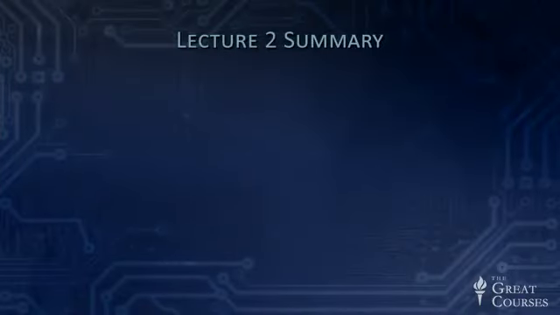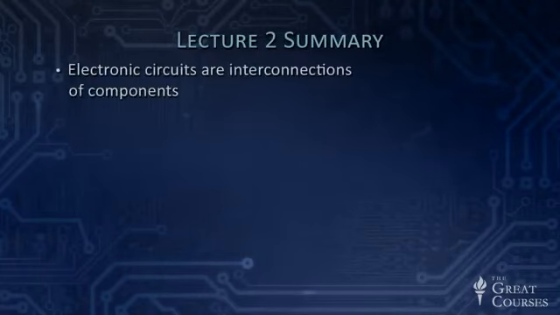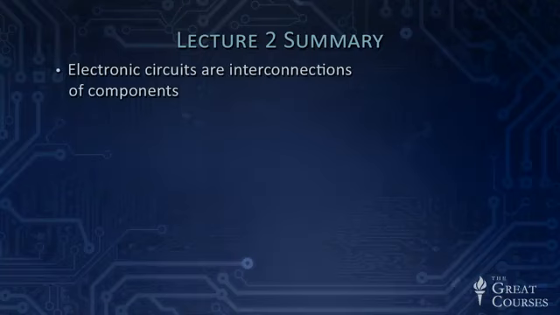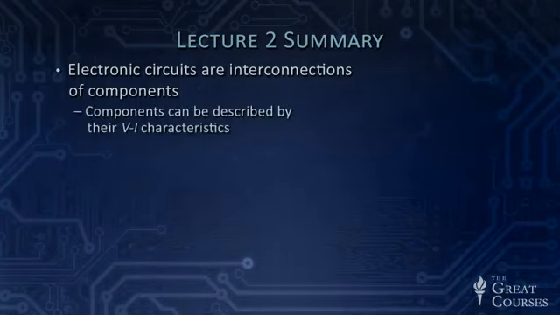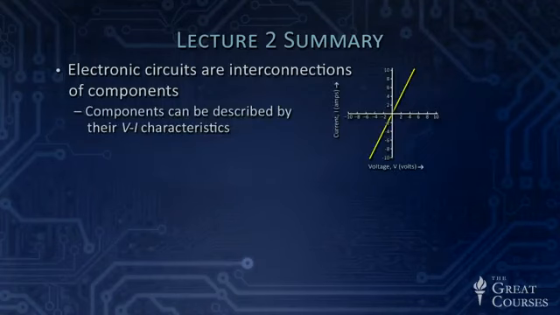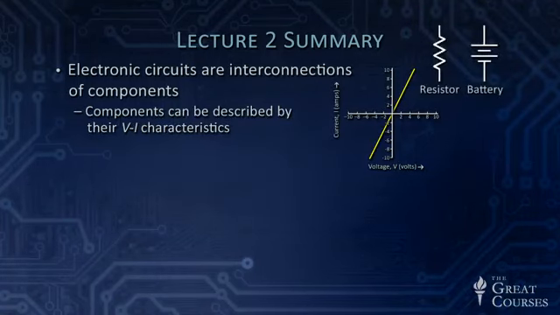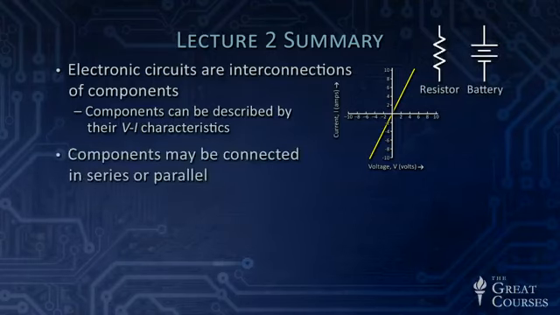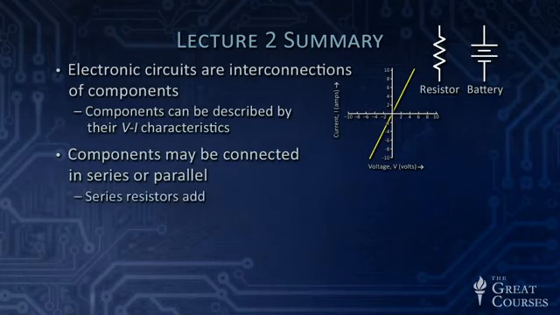Okay, let's wrap up what we've seen in this lecture. So we looked at electronic circuits as interconnections of electronic components. We can describe these components by graphs like we show here with the VI characteristics. We schematize the components with their circuit symbols. Components we found can be connected in either series or parallel, two possible common ways of connecting them. Series resistors simply add.